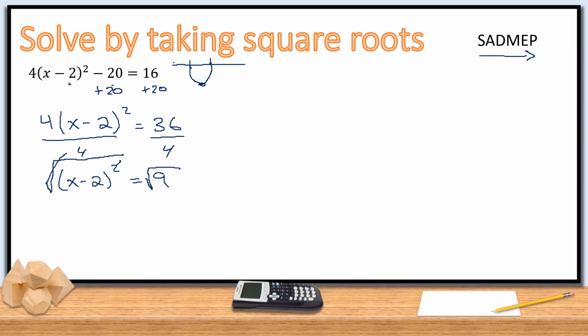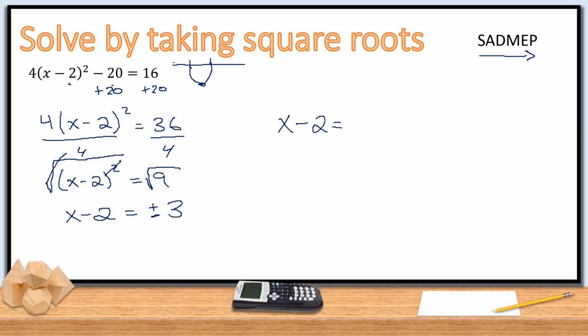So square roots and squares cancel each other out. x - 2. Now, if you take the square root of 9, there are two possible answers. It can be +3, but it also could be -3, because if you square -3, you get 9. If you square +3, you get 9. So there are two possible answers here. So like absolute value, we are going to split it.